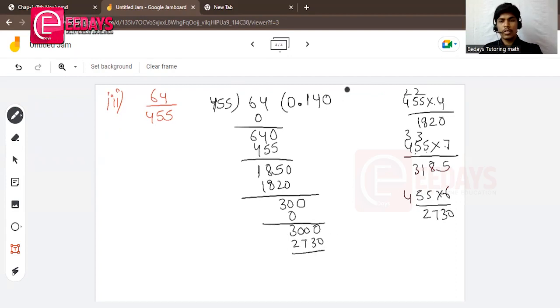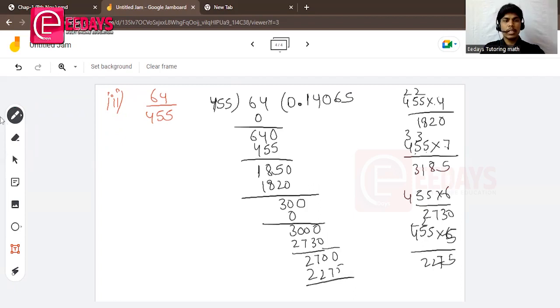Let's substitute 2730. Okay, 2730. We are taking 6 here. After subtracting, we get 270. Again, put 0 here, put a point here. So 455 into, let's try with 6. 6 already gives 2730, so let's try with 5. 5 5s are 25, 2275. So we are getting different numbers, there is no correlation. So we just stop it here. Why? Because it will continue like this.